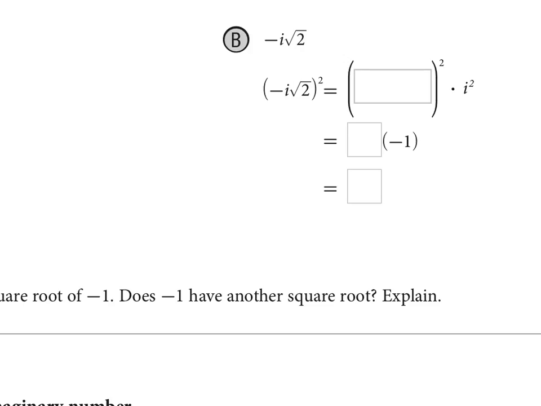So let's try that with example B. We want to take negative i square root of 2 and we want to square it. Well, let's first square the i. So the i is going to come out here at the end. What's left is that negative out front and the square root of 2, and the entire quantity needs to be squared. Well, what happens when you square a negative number? It turns positive. And the square root of 2 raised to the second power, keep in mind that the radical symbol and the exponent of 2 cancel each other out, and we're left with the number 2. 2 times i squared, which we've already talked about is negative 1, we get negative 2.